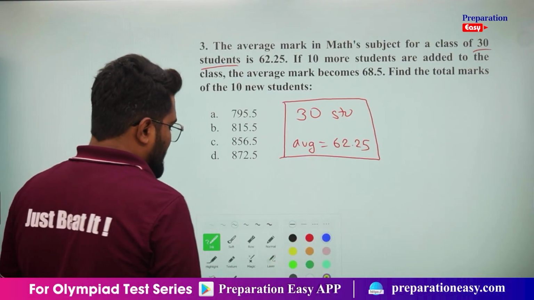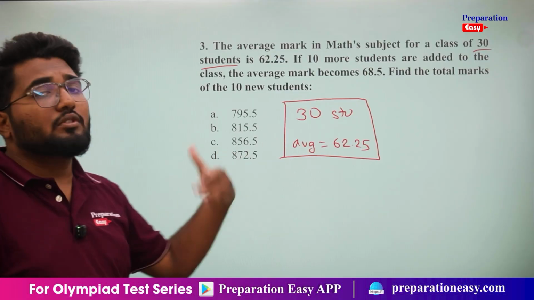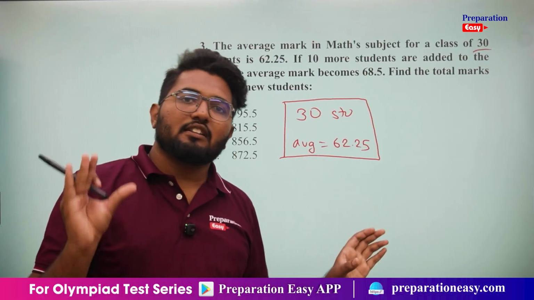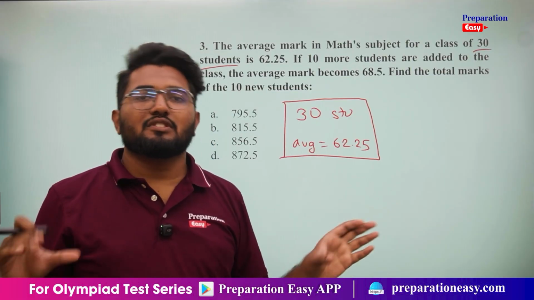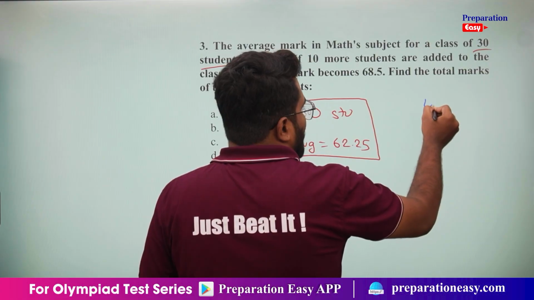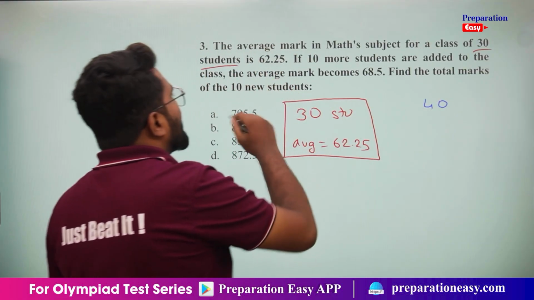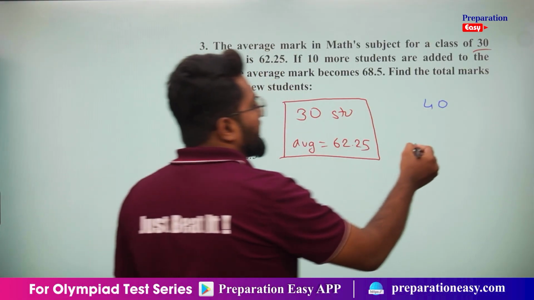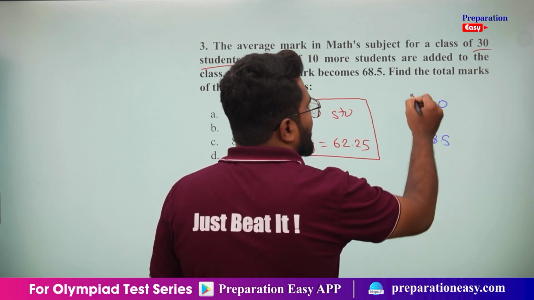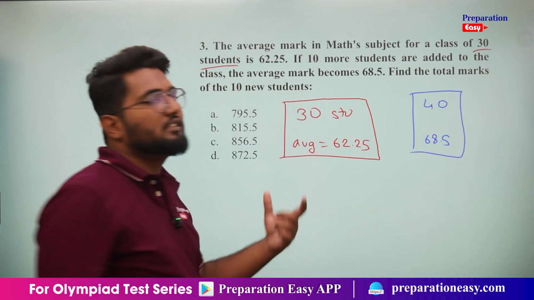What is the second condition then? If 10 more students are added, already there are 30, then it will become a total of 40 students. Then the average becomes 68.5. This is our second condition.